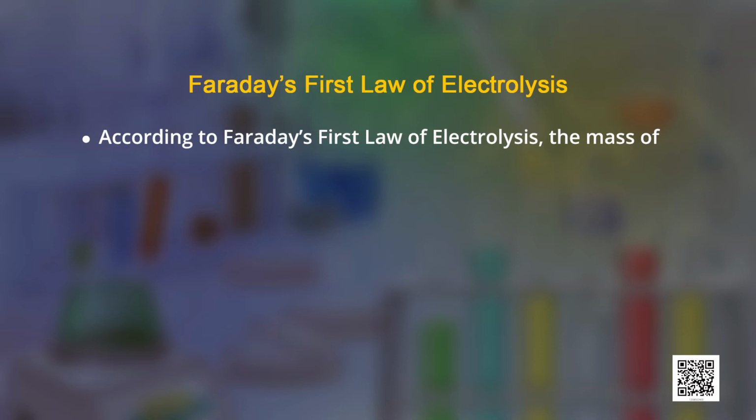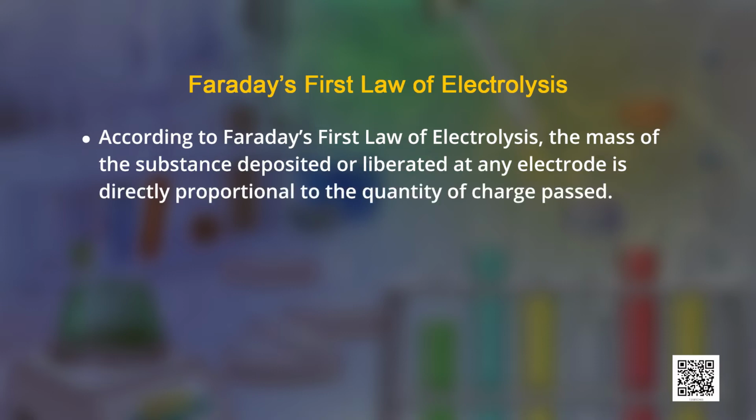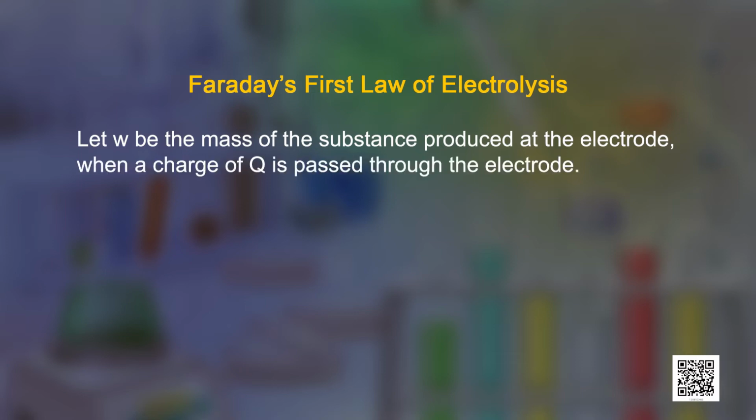According to Faraday's first law of electrolysis, the mass of the substance deposited or liberated at any electrode is directly proportional to the quantity of charge passed. Let W be the mass of the substance produced at the electrode when a charge of Q is passed through the electrolyte. So, W is directly proportional to Q according to Faraday's first law of electrolysis.